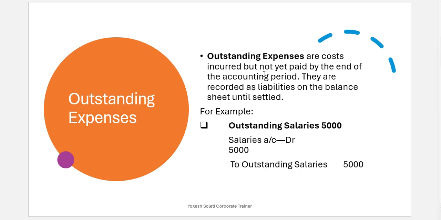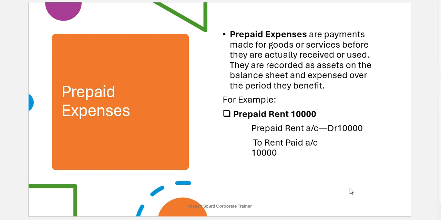That's why we have specifically mentioned incurred but not yet paid by the end of the accounting period. By the end of the accounting period you need to pay this particular outstanding balance. That is the thing we need to do. Is it clear? I think so. Now let's move to the next.